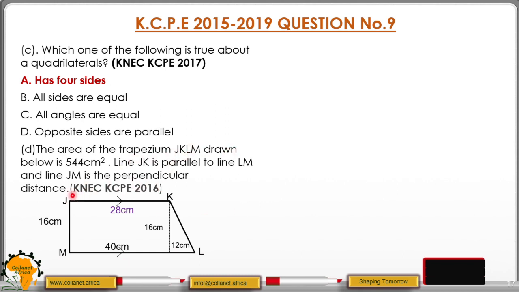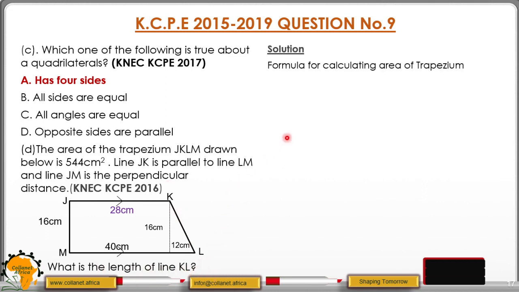Don't skip and say J, K, then come here. No, this should be continuous as in alphabetical order. And this will be applied even in your secondary and also university education. So line JK is parallel to line LM, and line JM is the perpendicular distance. So how do you work out this one? What is the length of line AL? So the question is that one. Solution: the formula for calculating the area of a trapezium is a half sum of the parallel sides times perpendicular height.